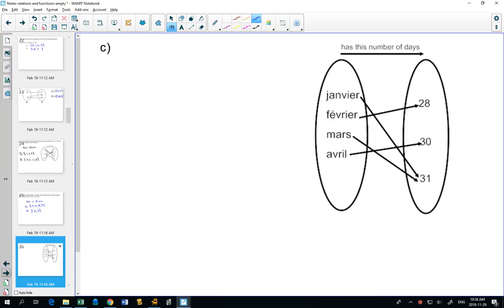Oh, more French. Are you okay with that? Yeah. French months? How many days in the month? Is this a function? Yes, it is a function.